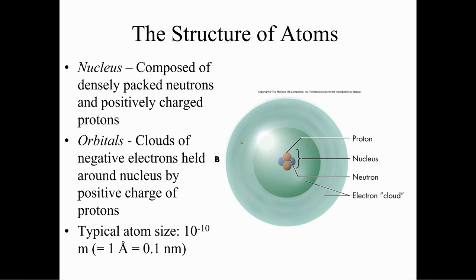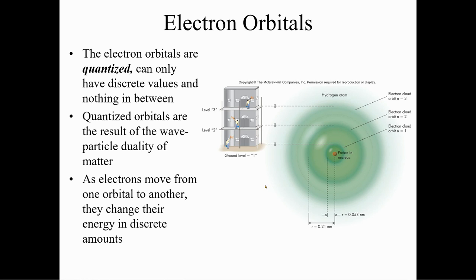We know that the structure of an atom has protons and neutrons in the nucleus, with an orbital cloud of electrons around it, and atoms are pretty small, 10 to the negative 10 meters. Electron orbitals are quantized, which means you can't get more than a certain number of electrons in each orbit. We already know this. Quantized orbitals are the result of wave-particle duality.